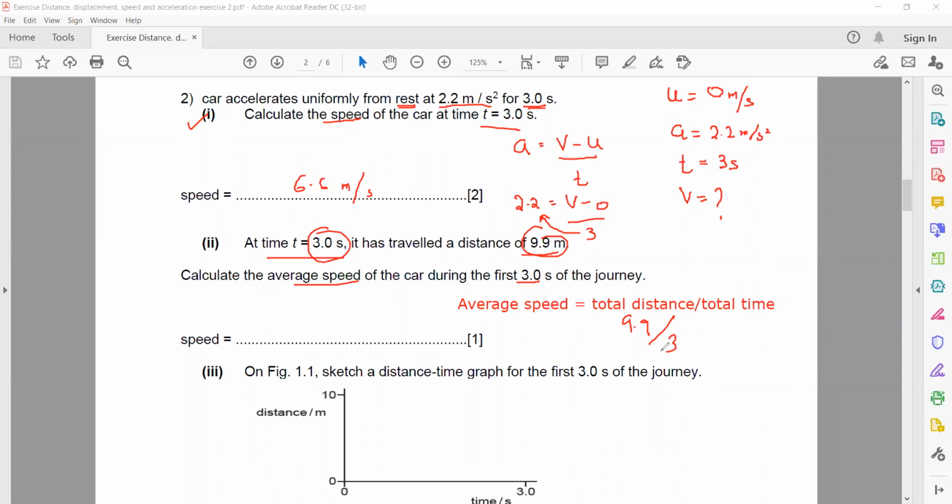So 9.9 divided by 3 will give you the average speed, which is coming out as 3.3 meter per second. Is it clear, the second part? The average speed. So the formula for average speed is the total distance divided by total time.